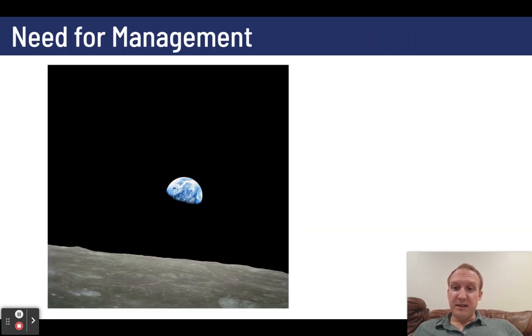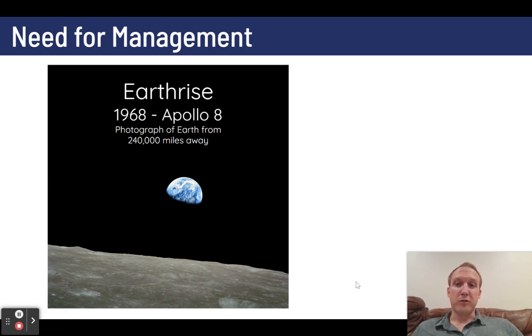Now, the need for effective management is primarily due to the fact that the earth is the only place that we have. Right now, this is not a visual recreation. This is actually a photograph. This is a photograph that was taken in 1968 by the crew of Apollo 8.